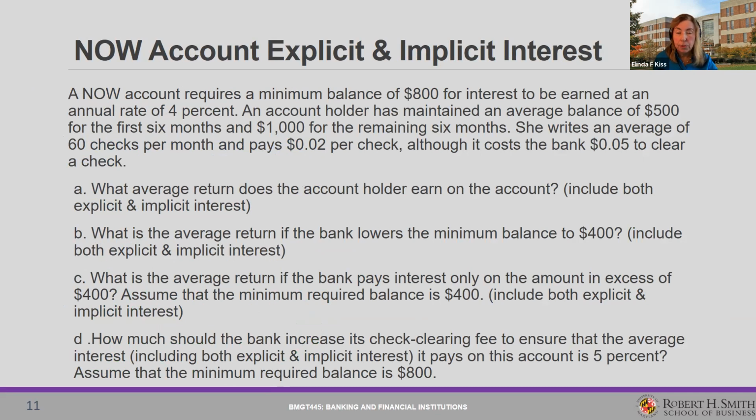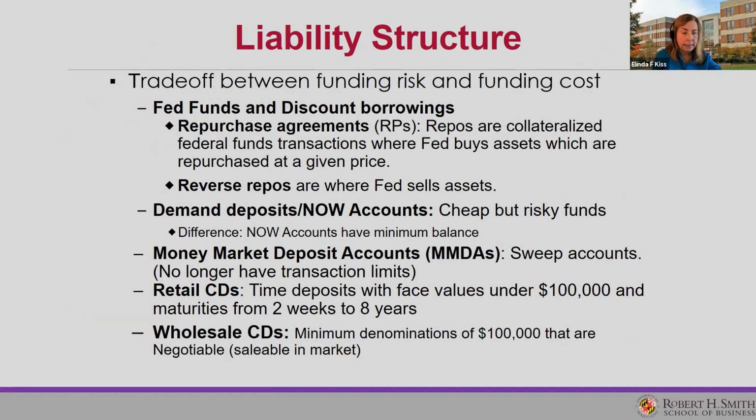As I said before, there is a trade-off between the funding risk and the funding costs. And what are some of your sources of funding? Well, one is repurchase agreements, which the jargon is repos. They're essentially collateralized Fed funds. You buy assets and then repurchase them. And this is what the Fed does.